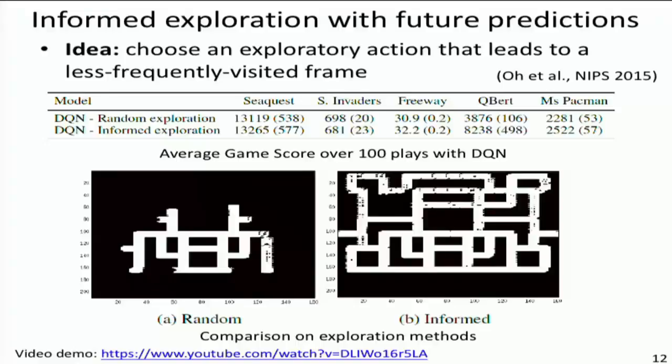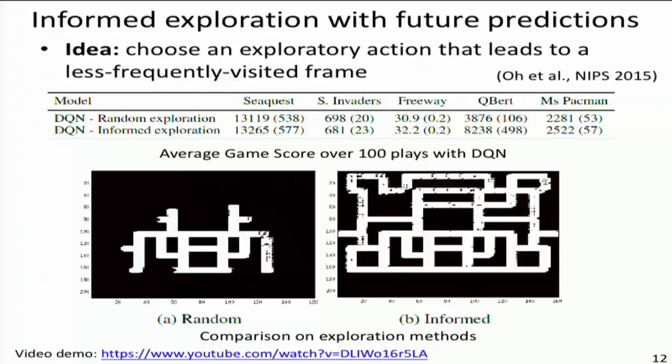But I should, yes? So when you use the prediction model for exploration, how did you train the prediction model? Did you train it on random data or on expert agent data? So we tried both. For this version, we actually used the data coming from a reasonable agent, the DQN agent.